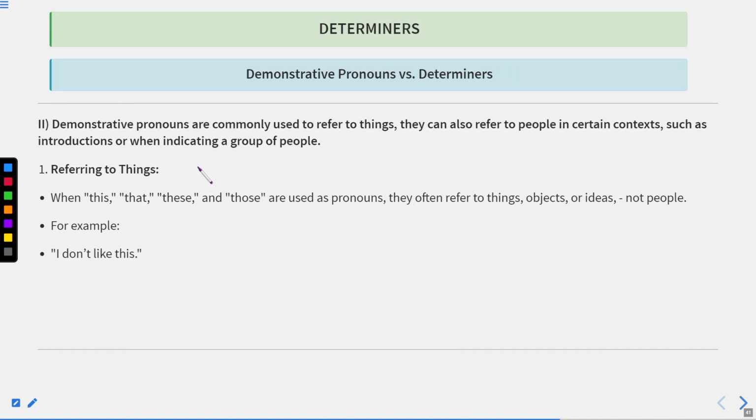Now, demonstrative pronouns versus determiners. Demonstrative pronouns are commonly used to refer to things. They can also refer to people in certain contexts, such as introductions or when indicating a group of people. When this, that, these, those are used as pronouns, they often refer to things, objects, or ideas, not people. For example, I don't like this.